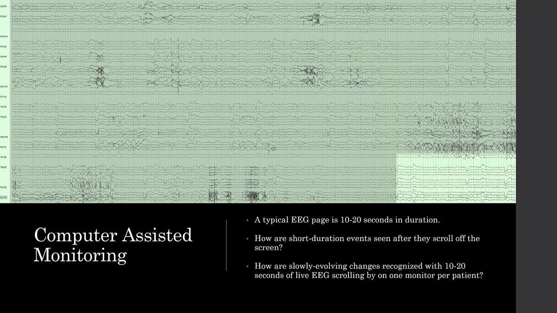We want to see what's scrolled off the screen. We want to have an idea of what's changing over a longer period of time, because in the ICU, again, you can have these slowly evolving changes or other state changes in the EMU that we're interested in seeing. And frankly, we may have taken our eyes off a monitor to look at another one, and if it's already scrolled off the page, what do we do?